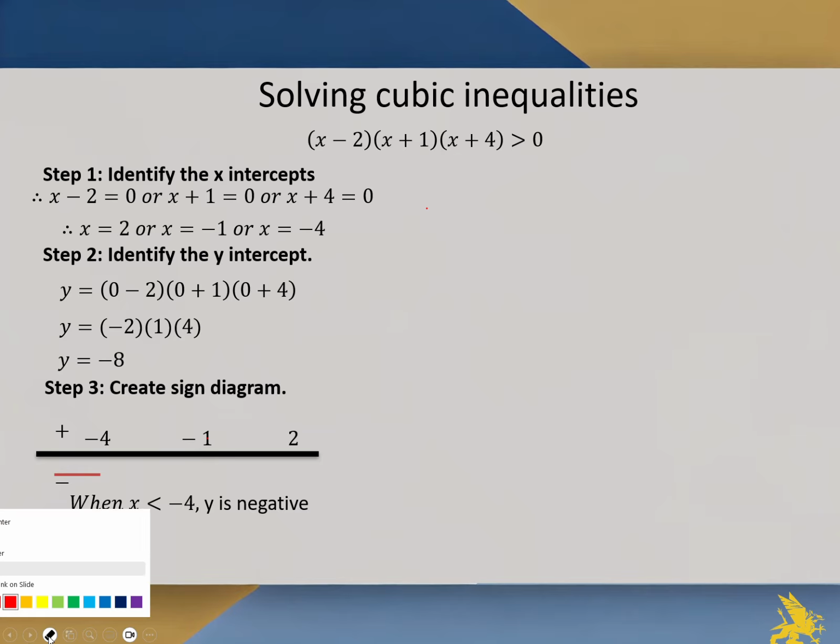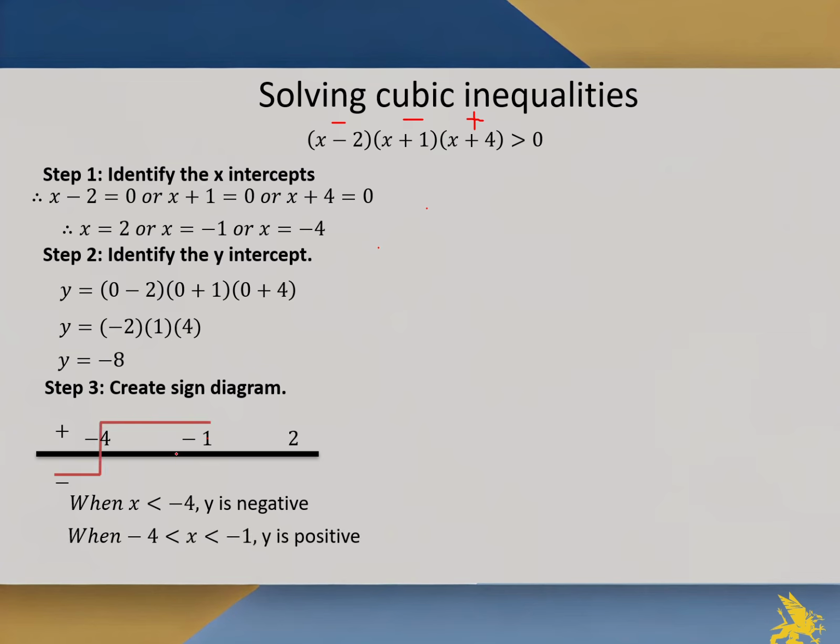For that, I'll just pick -2. -2 take away 2 is -4. That's negative. -2 plus 1 is a negative. -2 plus 4 is a positive. So a negative and negative is a positive, and positive is a positive. So straight away here we've got it in the positive area.